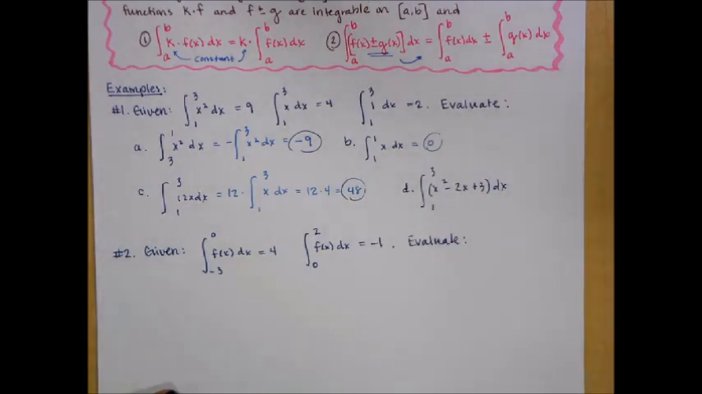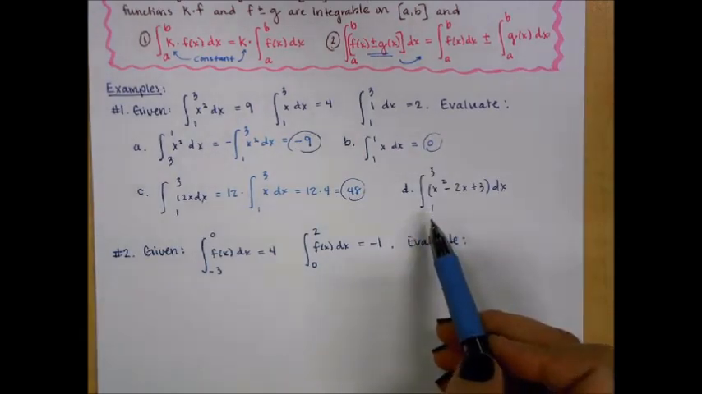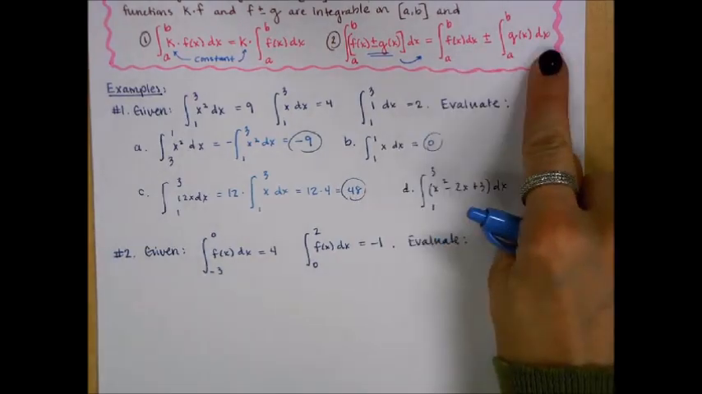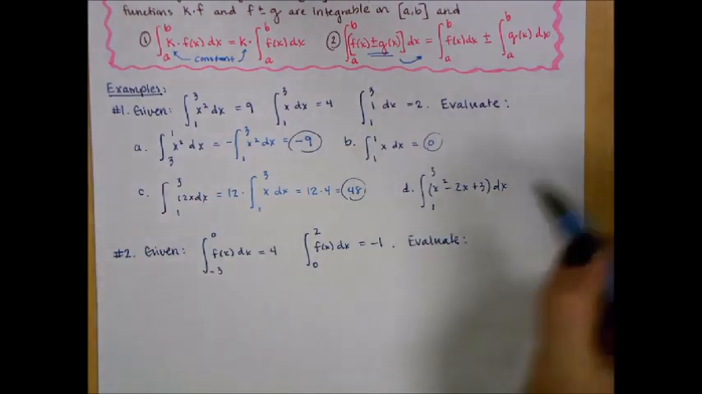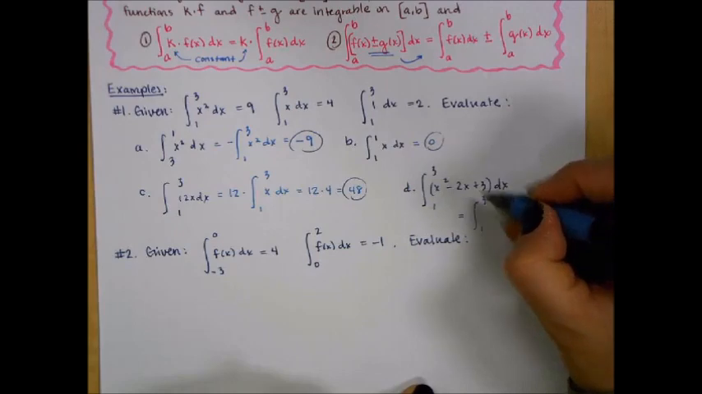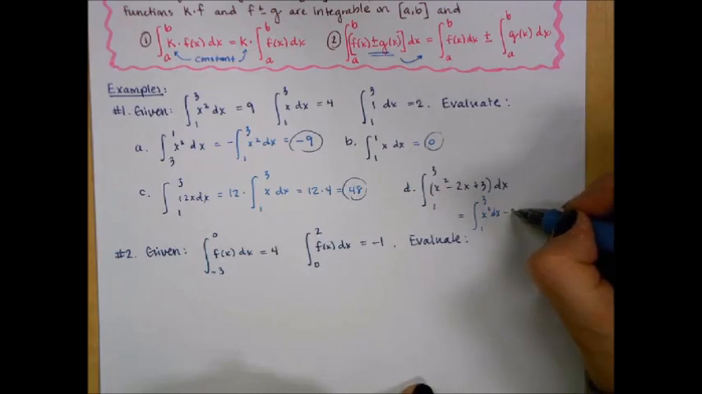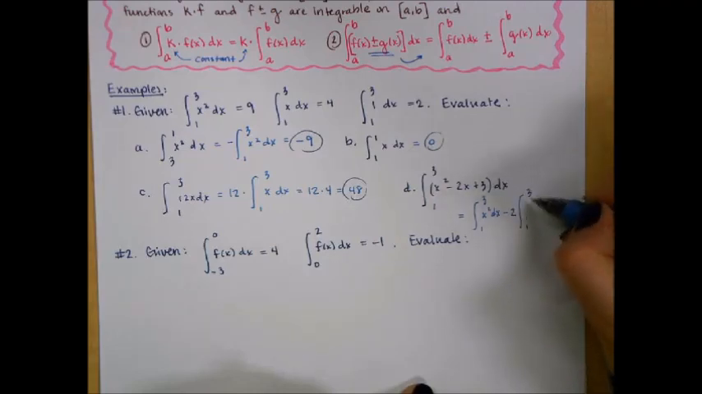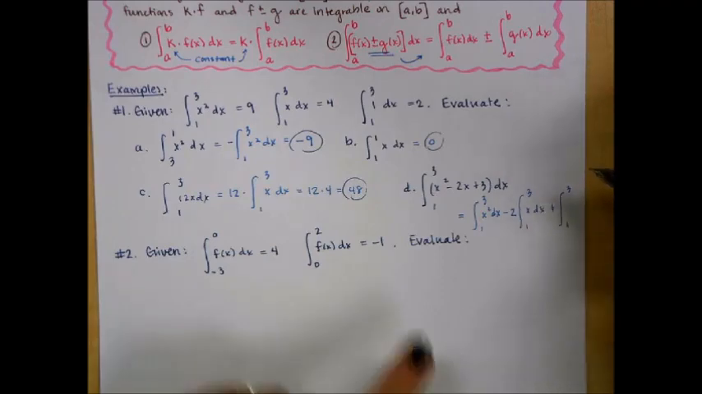For this last one, we're going to need to separate our terms individually. We're going to break it up using the last property here so that I can evaluate each term separately. So we'll have the integral from 1 to 3 of x squared, minus 2 times the integral from 1 to 3 of x, plus, we're going to take out 3 so that we have a 1, so plus 3 times the integral of 1 dx.